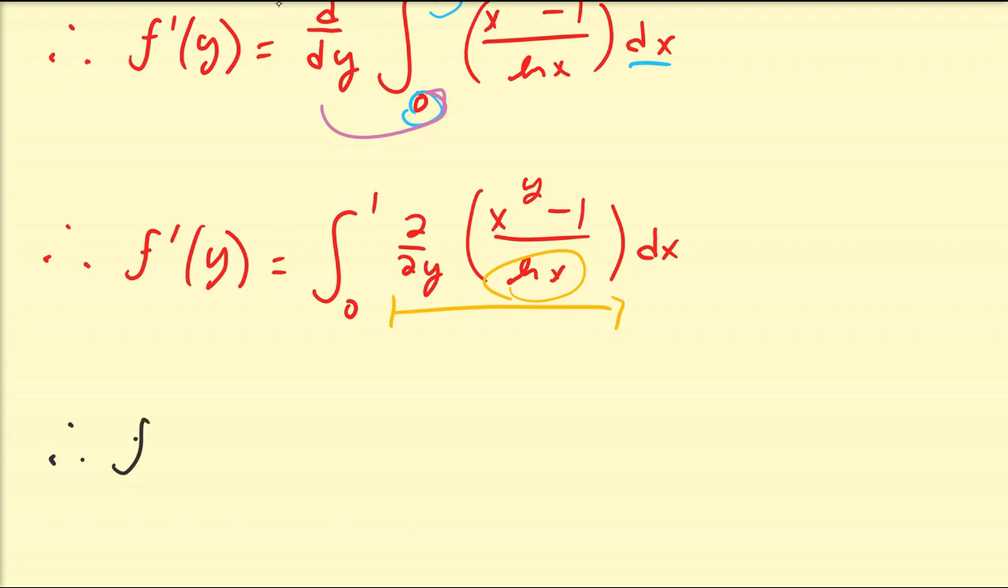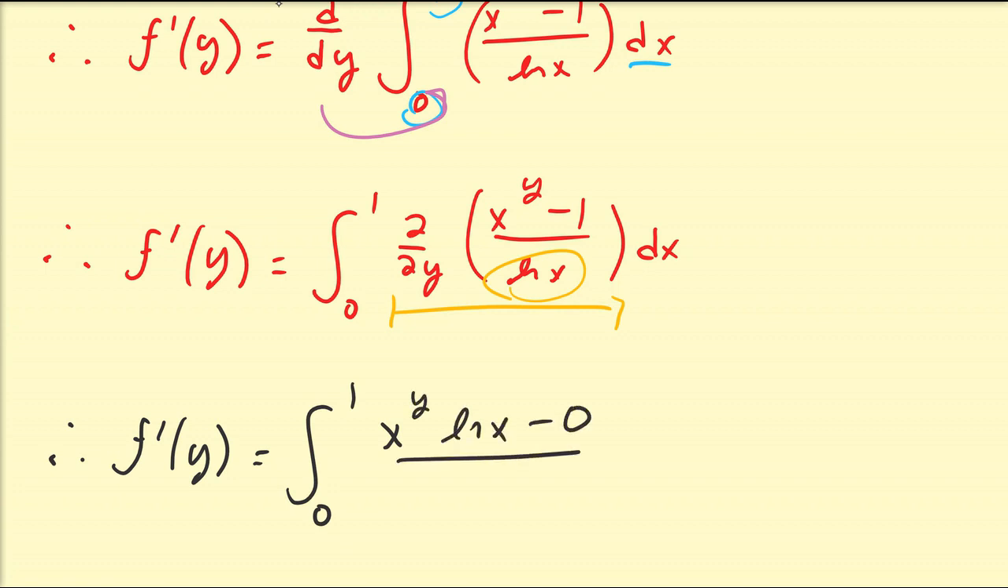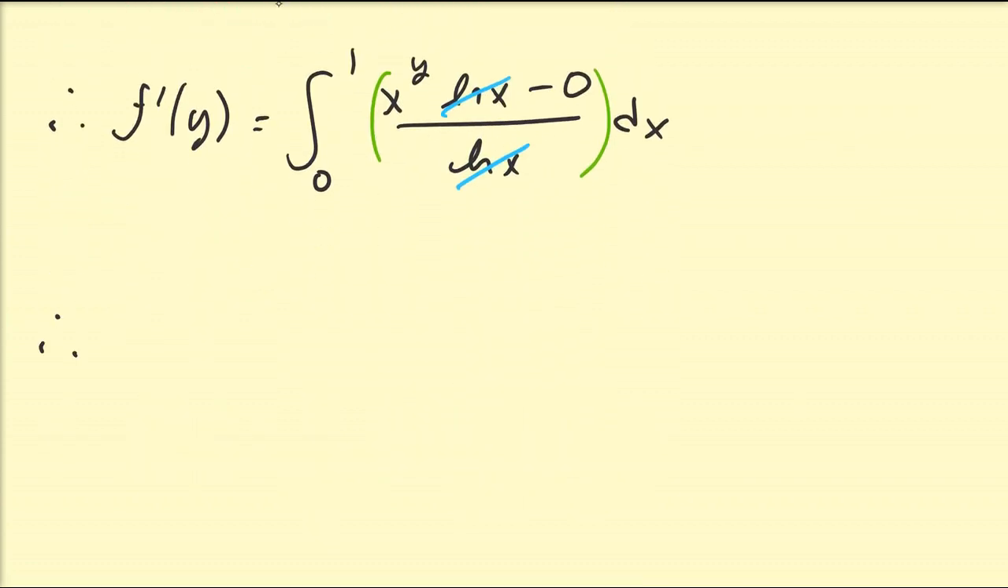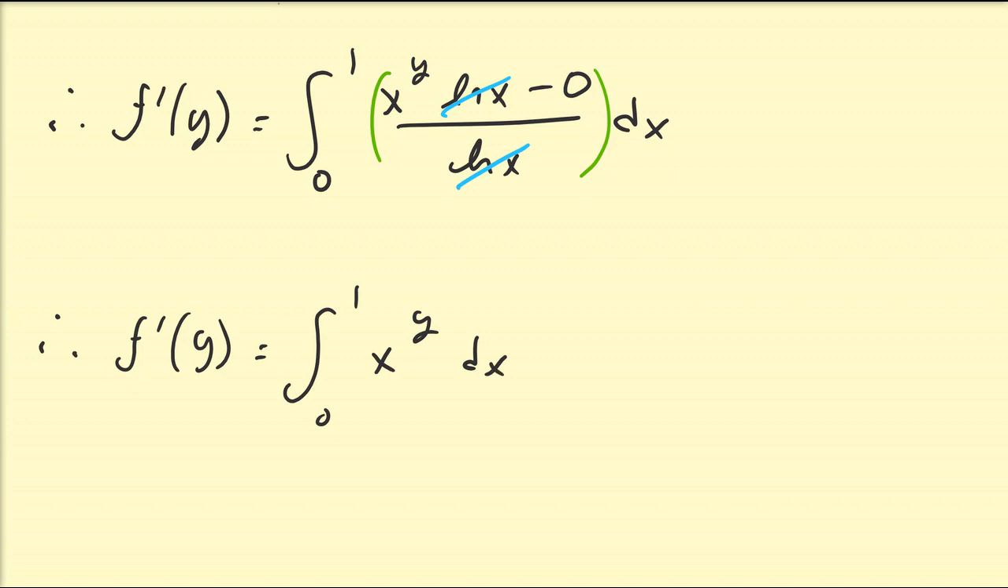So that means we have f prime of y is equal to the integral from 0 to 1 of x to the y times the natural log of x minus 0 all over the natural log of x dx. So as we were talking about before, the natural log of x terms here do cancel, and we're just left with f prime of y is equal to the integral from 0 to 1 of x to the y dx.